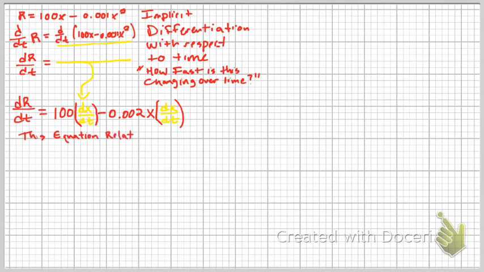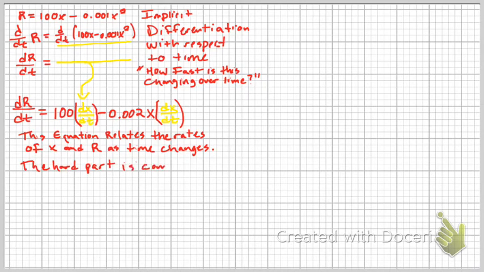So this equation is what we call, it relates the rates of x and r as time changes. So that's what a related rates problem is, you're looking at multiple rates of change because you have multiple variables. When you took the derivative, we're going to see how each of them change and how they affect one another. Usually the hard part is not taking the derivative. You can see above that's not too difficult.